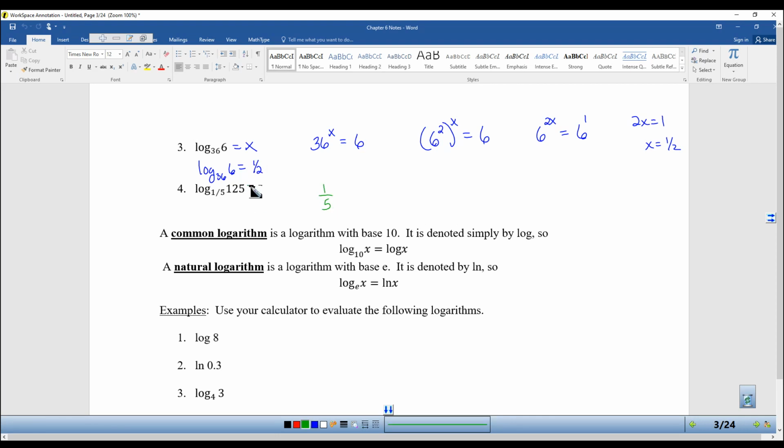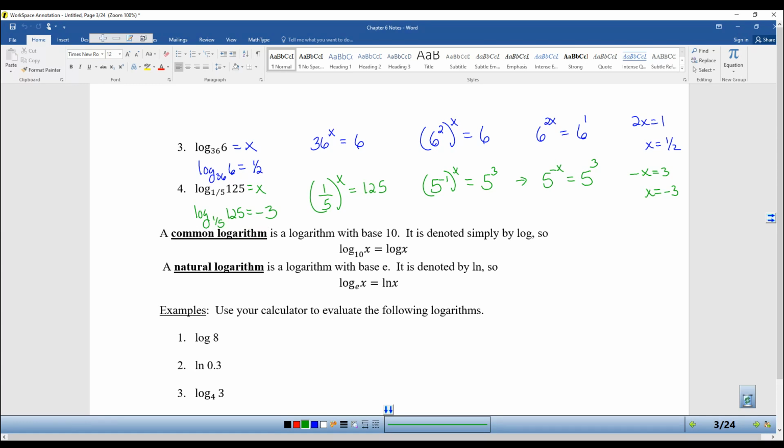1/5 is the base, to the x is equal to 125. I can rewrite this one as 5 to the negative 1, and I can rewrite this side as 5 to the third. So that gives me 5 to the negative x is equal to 5 to the third. So negative x must be equal to 3, which means x must be negative 3. So log base 1/5 of 125 is negative 3.